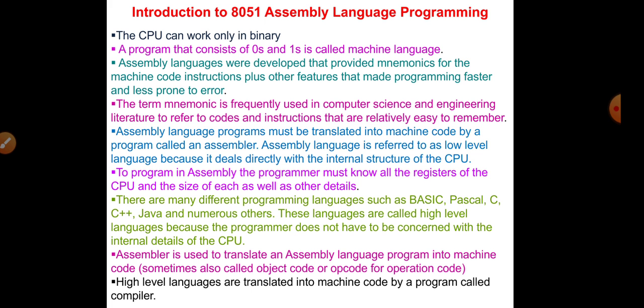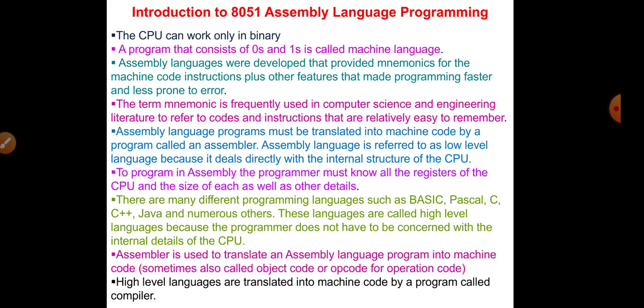Then later, assembly language programs were developed that provided mnemonics for the machine code instructions, plus other features that made programming faster as well as less prone to error. The programs written in assembly language are translated into machine code by a program called an assembler. That means an assembler is a language translator which translates the program written in assembly level language to machine level language.